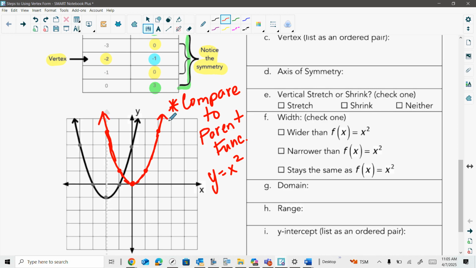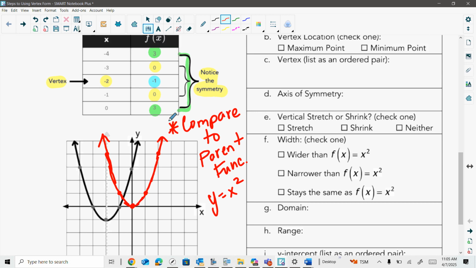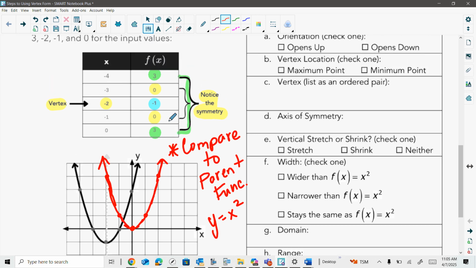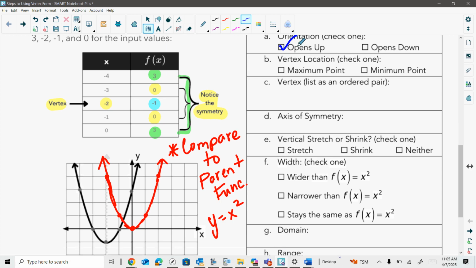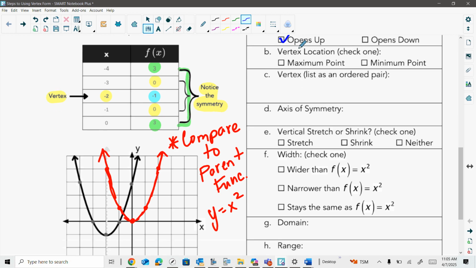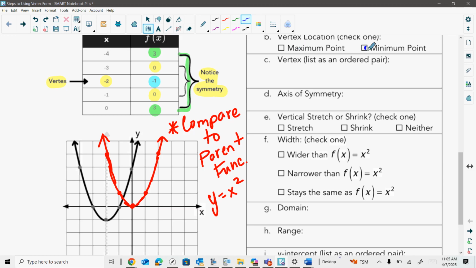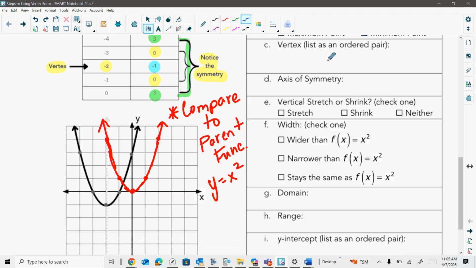All right, so our first question in our table for our parabola, the black one, is the orientation. Does it open up or down? Yeah, so we check off up. Is the vertex location a max or a minimum? It is a minimum. So then it says list the ordered pair.